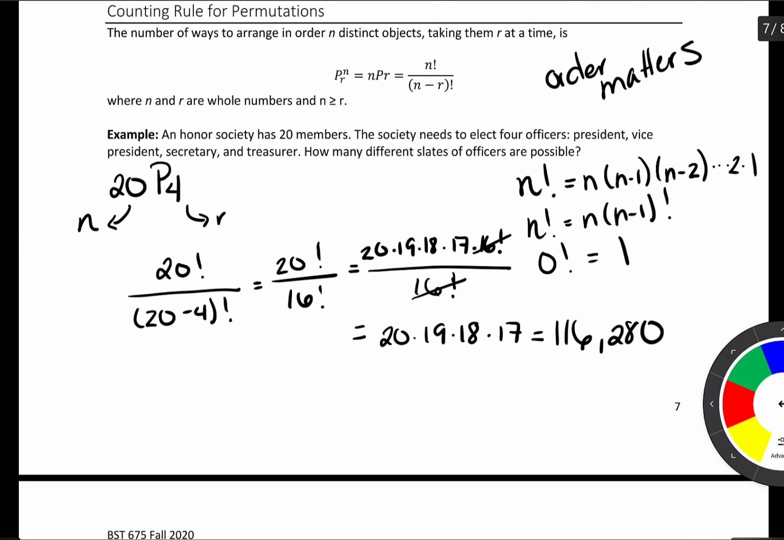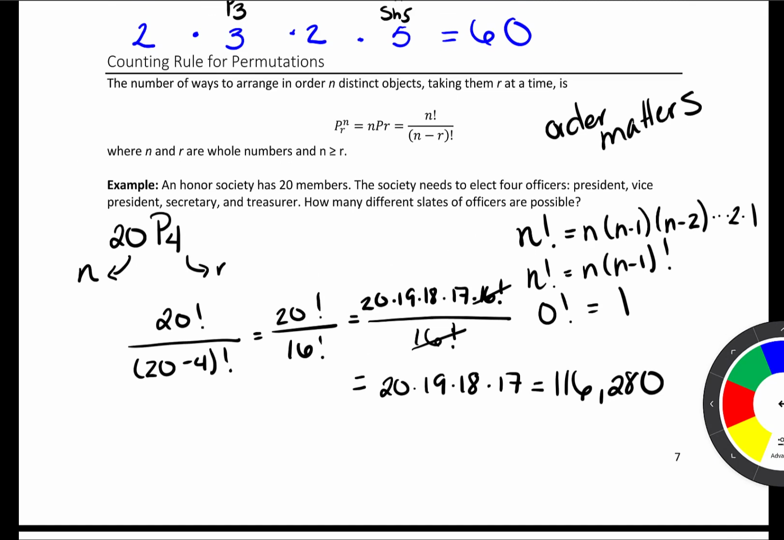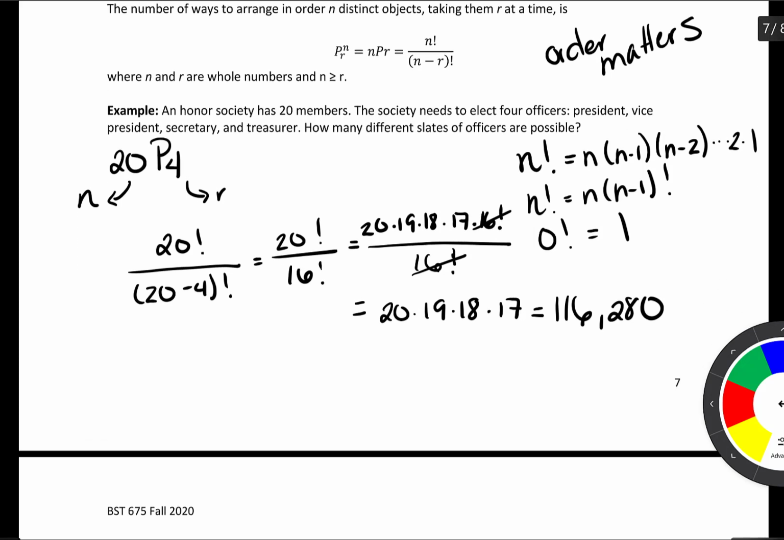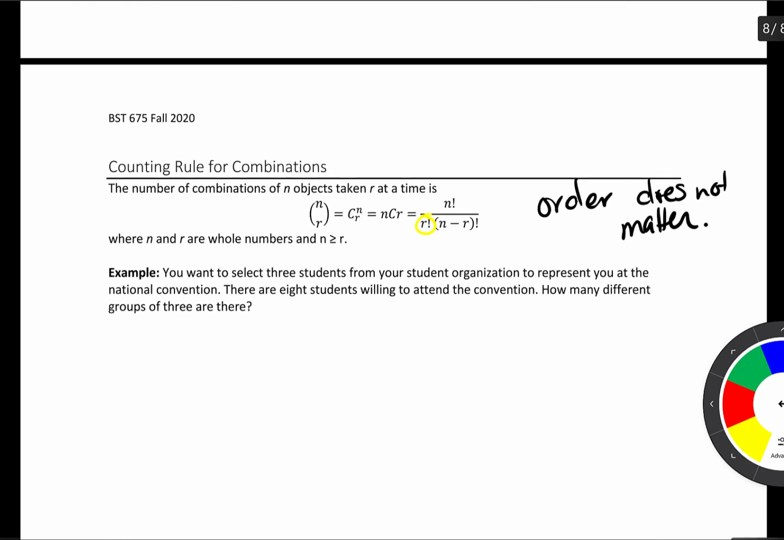So if we go back up to our permutation, remember our example said an honor society has 20 members. We were going to select 4 people, and we needed to select them in order because we needed to assign president, vice president, secretary, and treasurer. Well, what we're saying in combinations, we could use this same example, but instead of selecting those 4 officers, maybe we just want to select a subcommittee of 4. And so there is no ordering within that subcommittee. We're just choosing 4 different people to be in the subcommittee. And so that would be an example where order doesn't matter, and we would be looking at a combination and not a permutation.